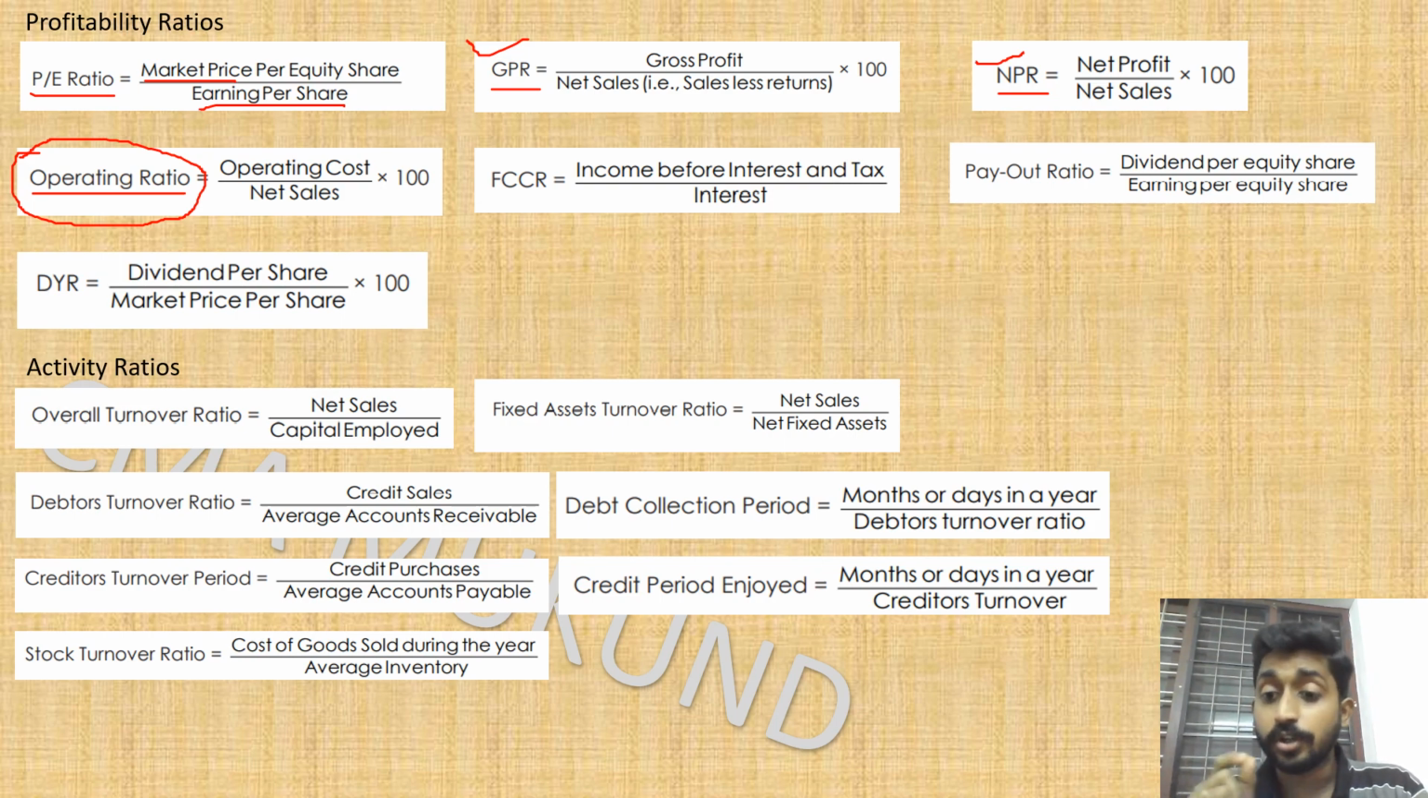So this is for controlling the cost. Okay, so indirectly it is benefiting your operating profit or net profit. That's why it is coming under the profitability ratio. Next is FCCR. What is that?